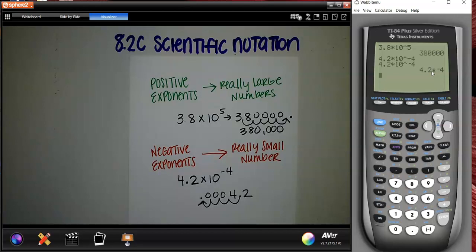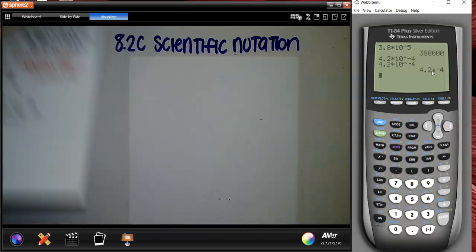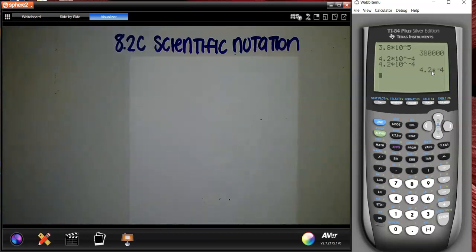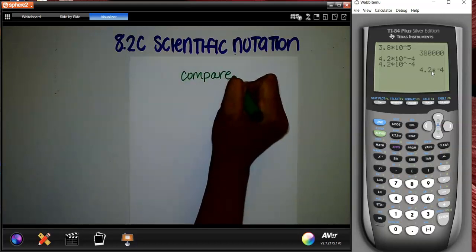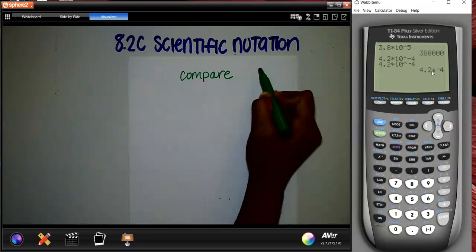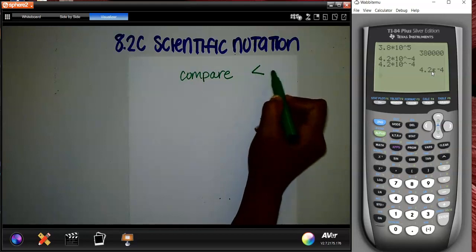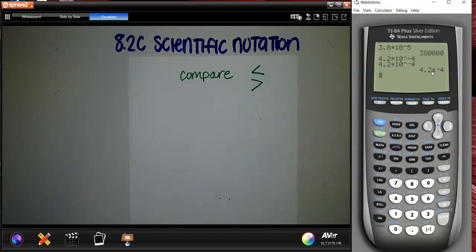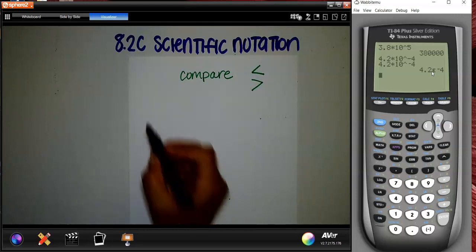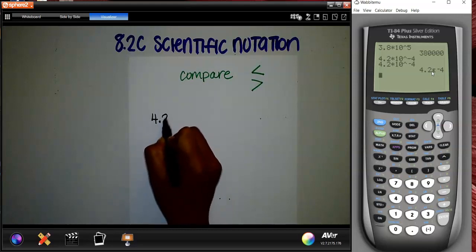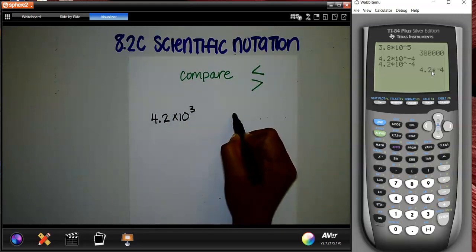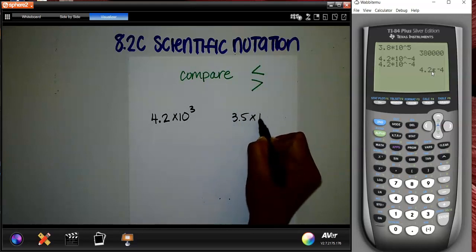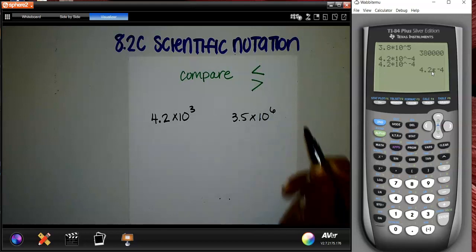Okay, so what else can we do with these exponents? One way is to compare. If I'm comparing, I know that I'm going to use the inequality symbols: less than, greater than, or equal. So for example, if I had 4.2 times 10 to the power of 3, and let's say 3.5 times 10 to the power of 6.